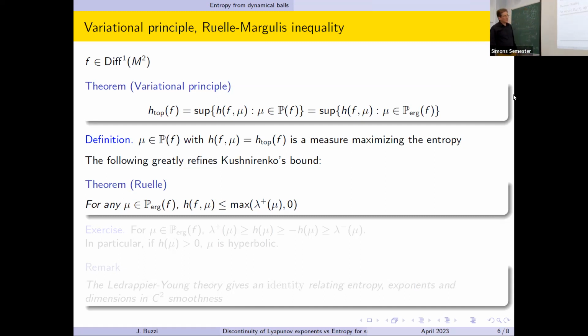And now there is a refined version, which will be fundamental for us, which is Ruelle's inequality, which actually was proved for smooth measures before by Margulis, but now it's called Ruelle's inequality. What does it tell you? It tells you that for any ergodic measure, the entropy of this measure is bounded by the top Lyapunov exponent if this top Lyapunov exponent is positive, or it is zero otherwise. Usually it is the sum of the positive Lyapunov exponents, which I didn't define. So here I stick now to dimension two.